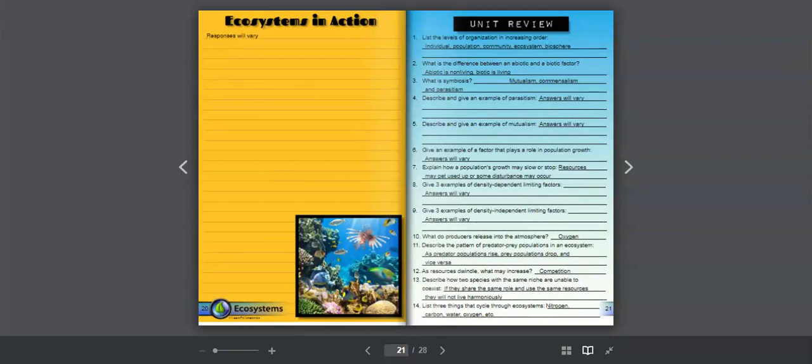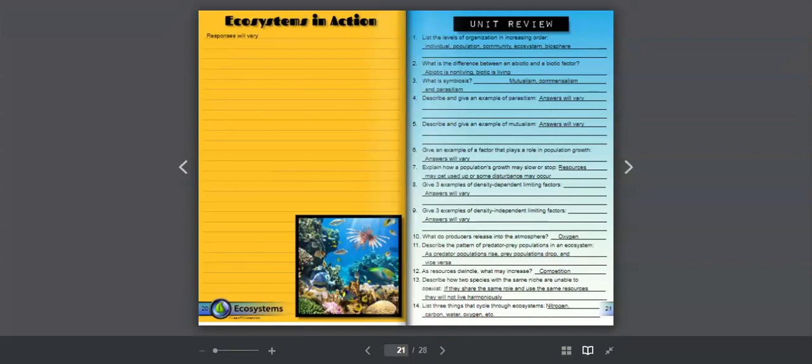Okay, number 3, what is symbiosis? Well, we know that there are many different ways that organisms can live together. Some are harmonious, some are not. We have mutualism, where both organisms benefit. We have commensalism, where one organism benefits and the other organism is not benefiting or harmed in the relationship. And then we have parasitism. Parasitism is where one organism is benefiting and the other is being harmed.